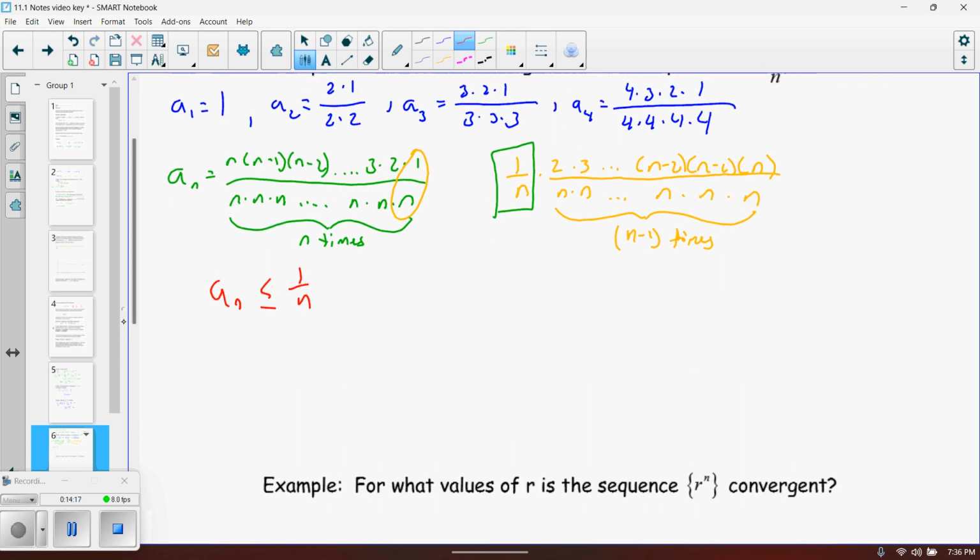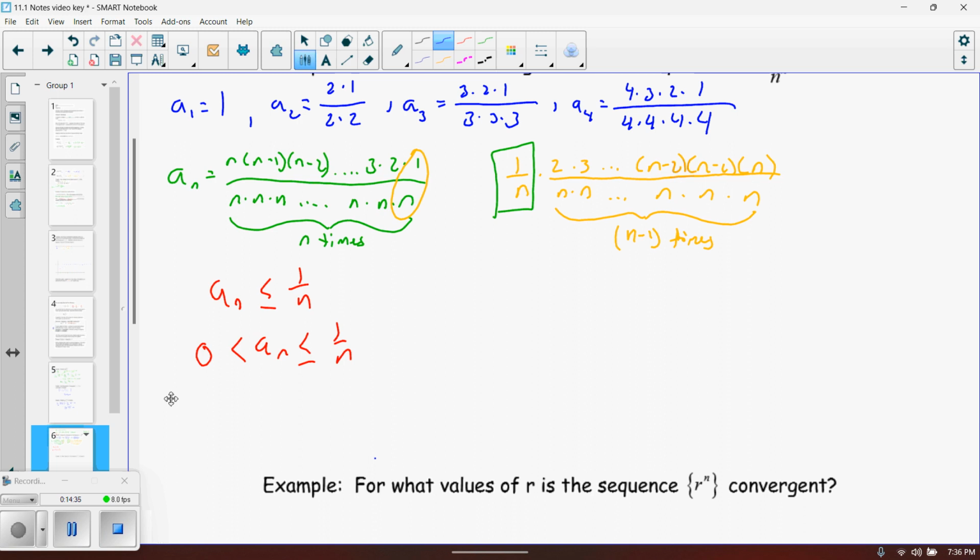I know I can bound a sub n by saying a sub n has to be bigger than 0, because I know that a sub 1 is 1, so we know that's the case, which is less than a sub n, which is going to be less than or equal to 1 over n. And now what I can say is this.